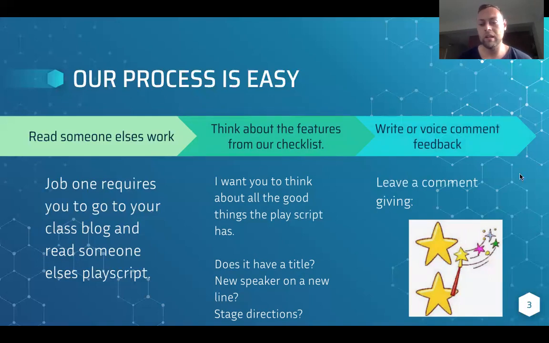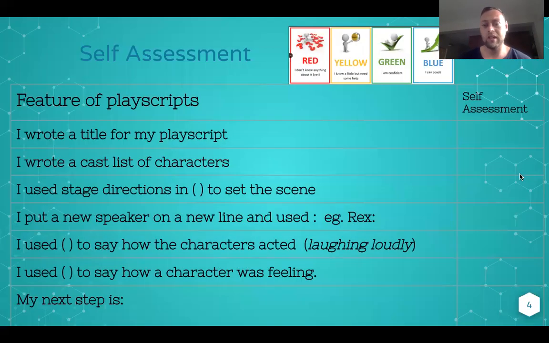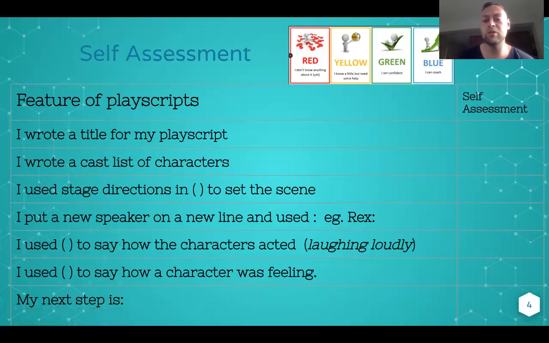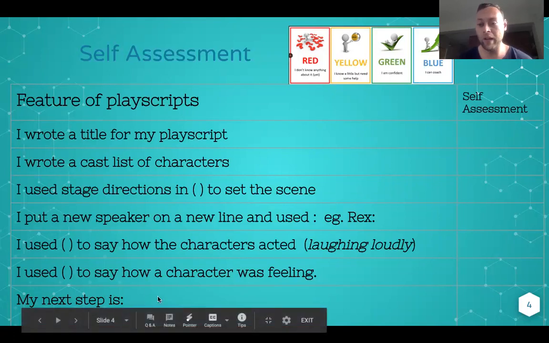All right. Let's remind ourselves of our checklist. Everybody had the same checklist and we wanted to know, can you write a title? Can you write a cast list of characters? Did you set the scene in brackets at the start? Did you put a new speaker on a new line? Did you use brackets to say how something was said? Did you use brackets to say how someone was feeling? So you need to remember all of these things when you read your partner's work, because you're going to have to provide them with a next step or a wish if there's something missing.